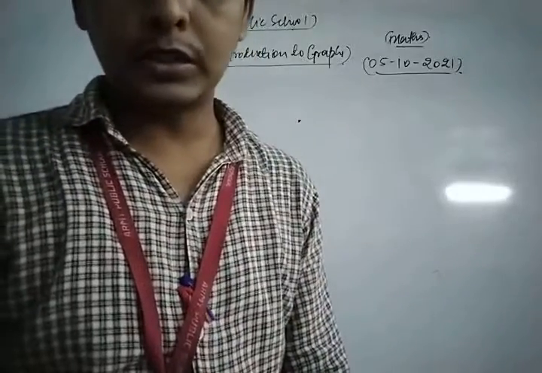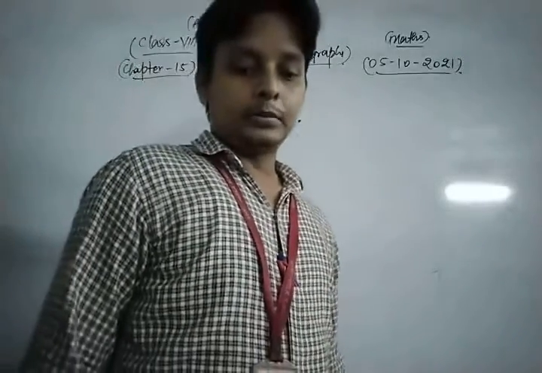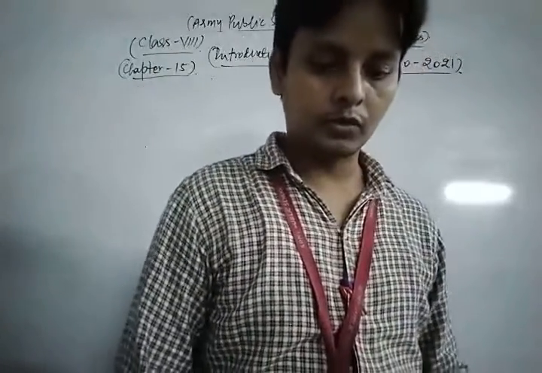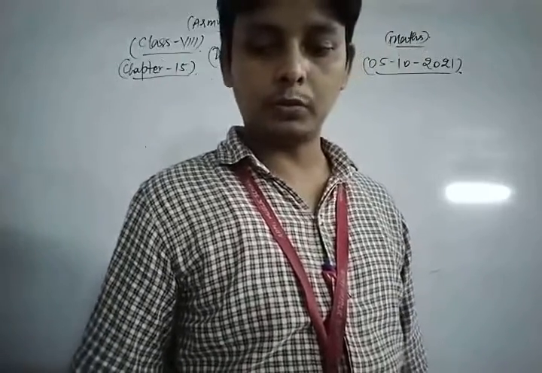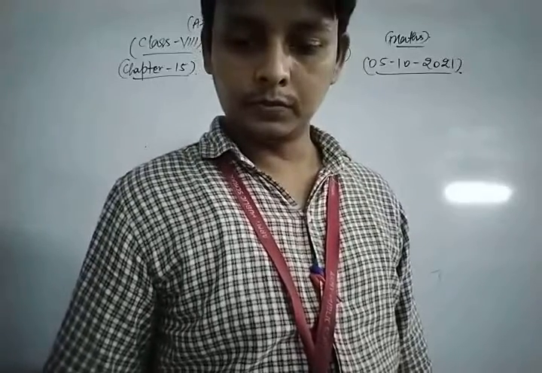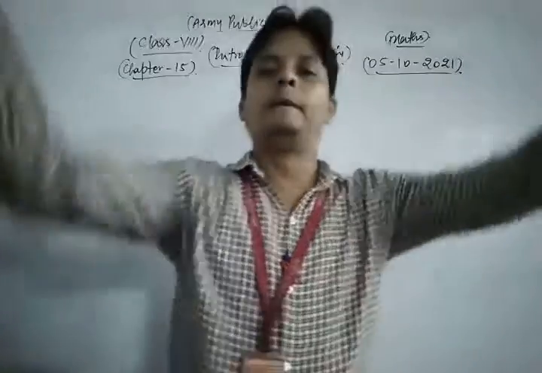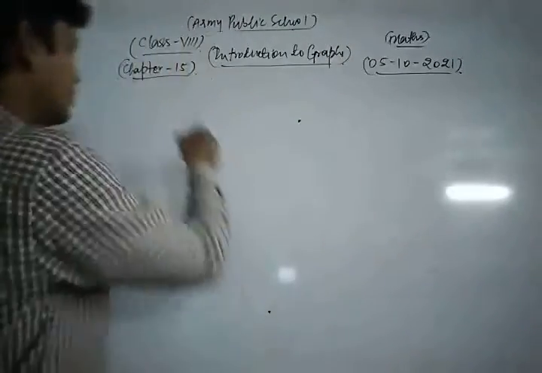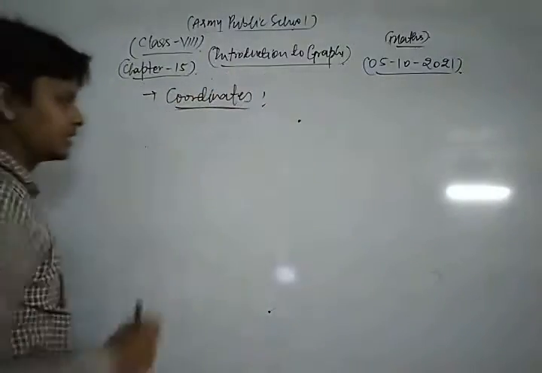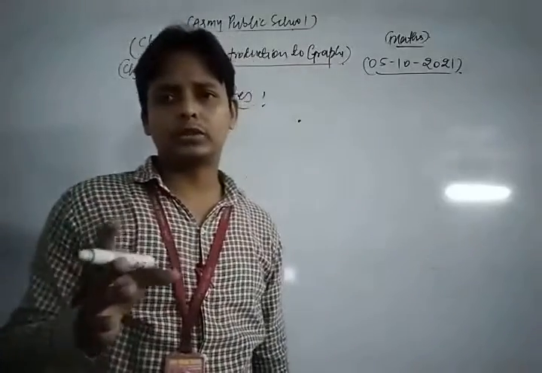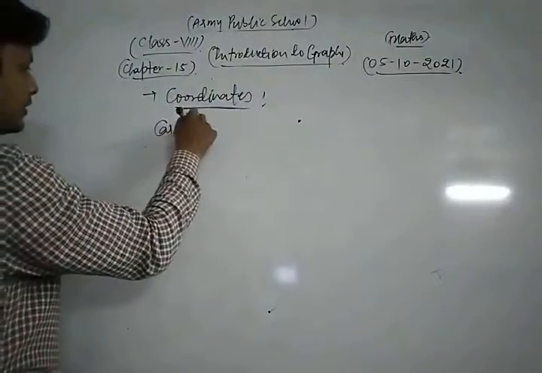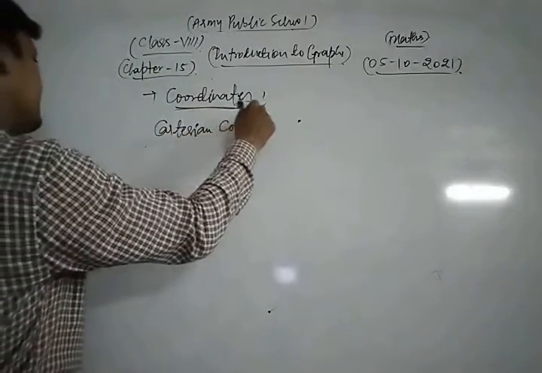Now we are going to discuss the linear graph. Linear means a line. Okay, so now we discuss the location of a point on the graph, and also we discuss the coordinates. Before discussing the concept of coordinates, first of all we discuss the Cartesian coordinate system.